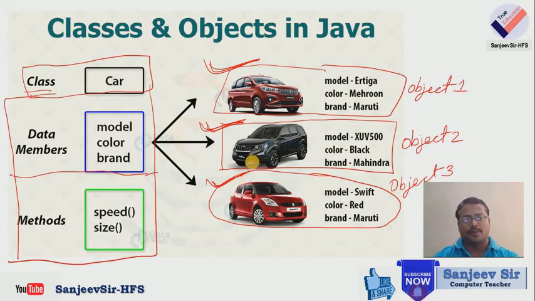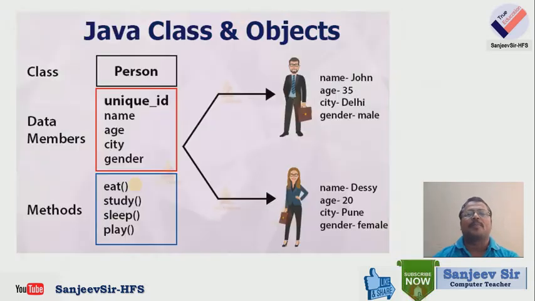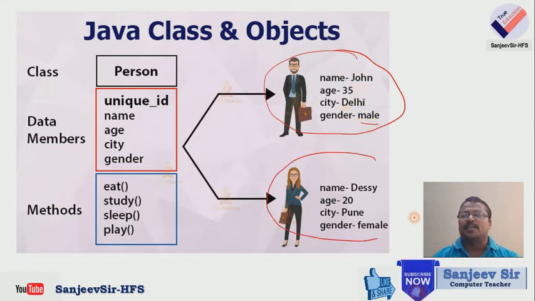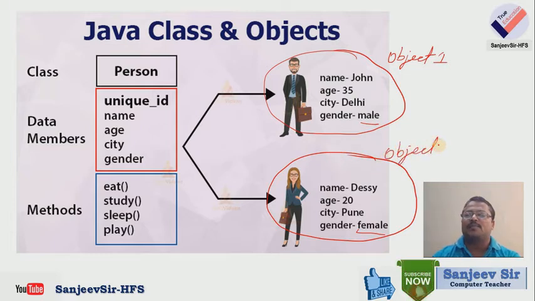A group of similar type of objects is known as a class. Class defines the data members and functions in a program. You see here a Java class and objects with the class name person. Here are two objects of the class person: one has the name John and gender male, and another object has the name Daisy and gender female. The two objects are different, object 1 is a male person and object 2 is another, having the same properties but the values are different.